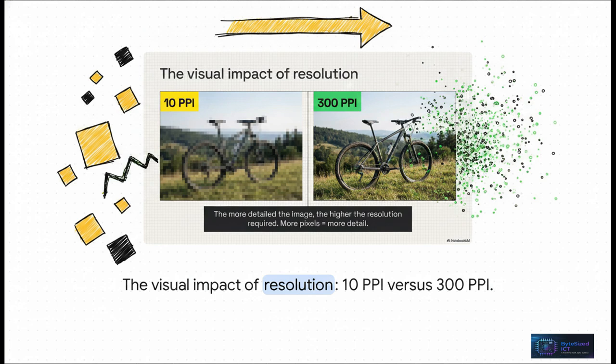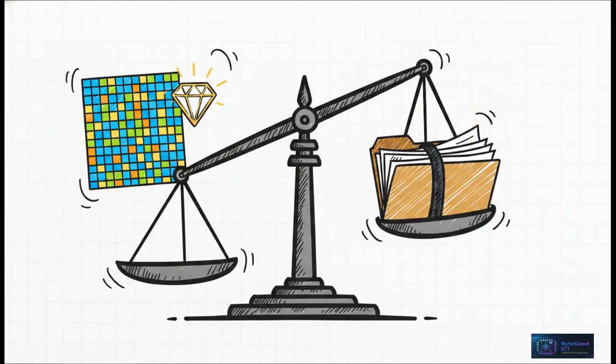There just isn't enough data there to recreate the fine details of the spokes or the grass. But on the right, we've bumped that up to 300 ppi. 300 pixels packed into every single inch. It is crystal clear. The rule here is incredibly simple. More pixels equal more detail. Period. But as you know, in the world of digital media, everything has a cost.